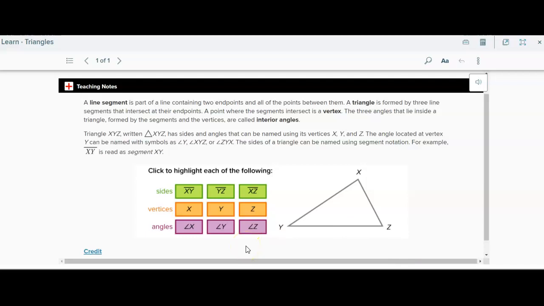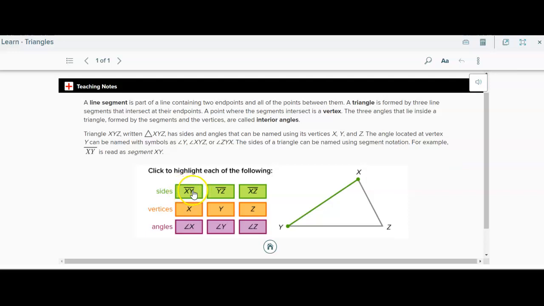By the way, this is on page 393 in your books if you want to follow along and take your notes there. Page 393. A triangle is formed by three line segments that intersect at their endpoints. The point where the segments intersect is called a vertex, and these three angles that lie inside a triangle are called interior angles. So first of all, we have sides, and we label it with a little line segment at the top.